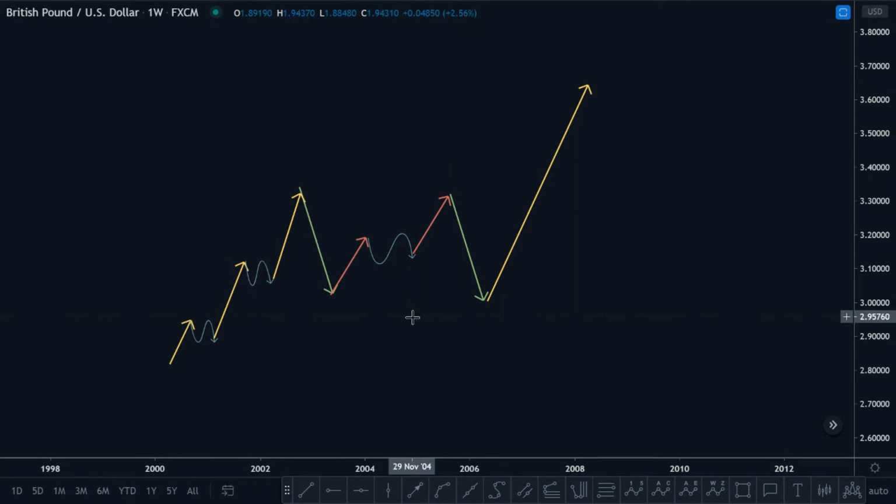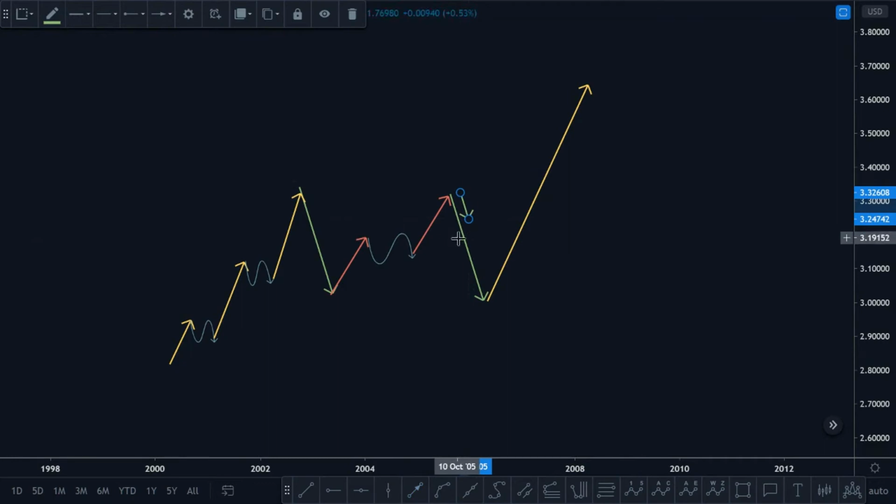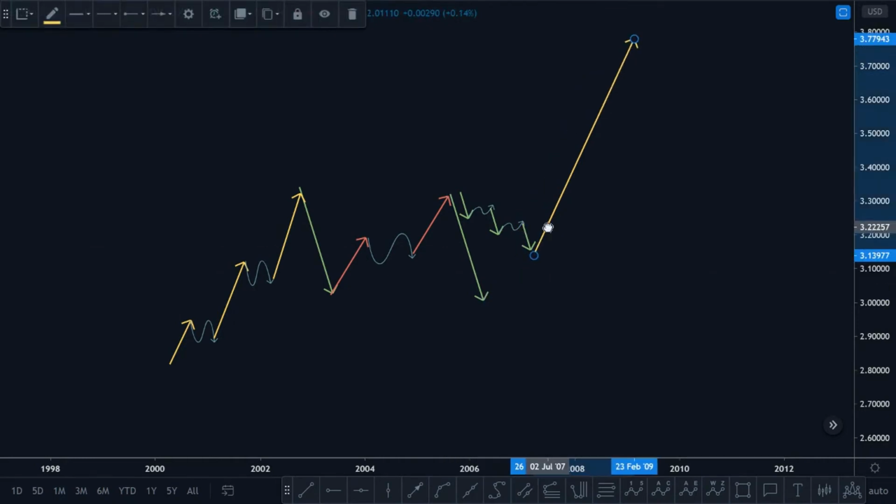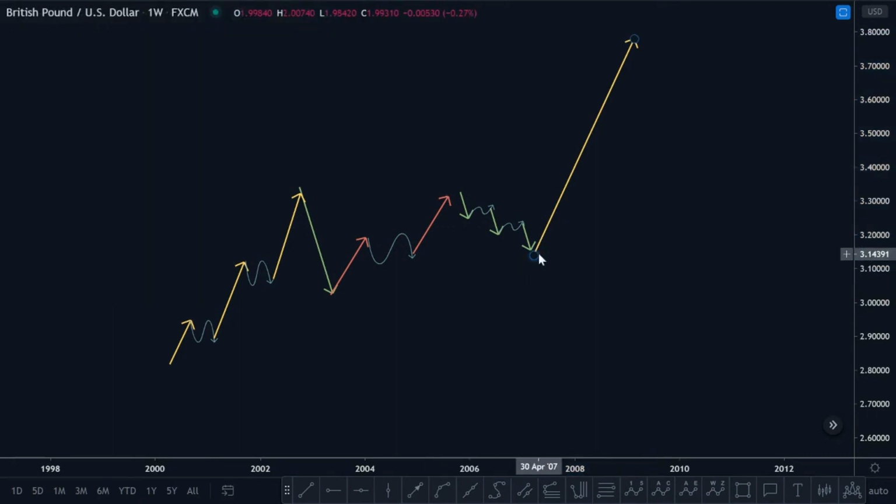And we'll see the same thing on the corrective impulses of this pattern. You will get the same structure on the corrective waves. You'll see an impulse, you'll see a correction, and that impulse, correction, impulse structure will maintain on the lower degree. We will then get our impulse to the upside.